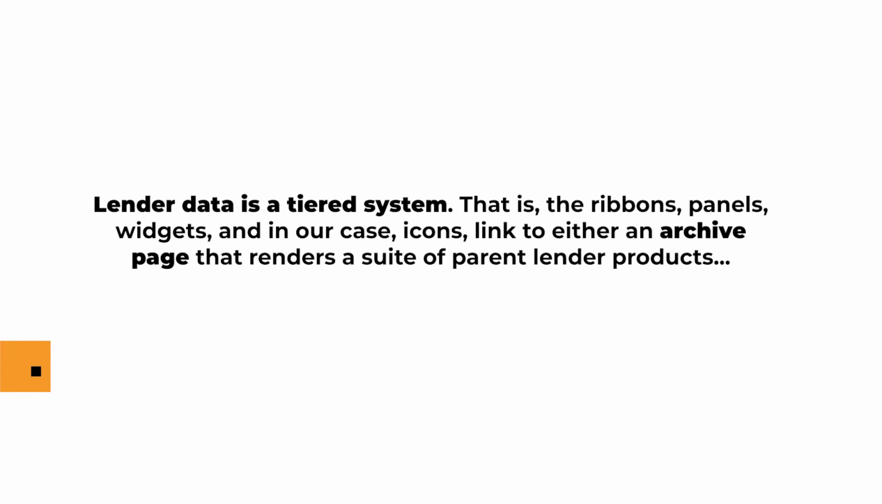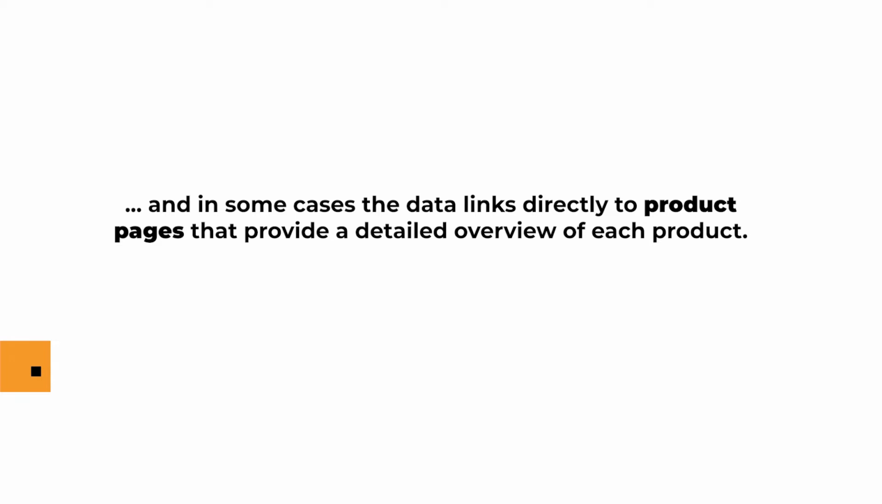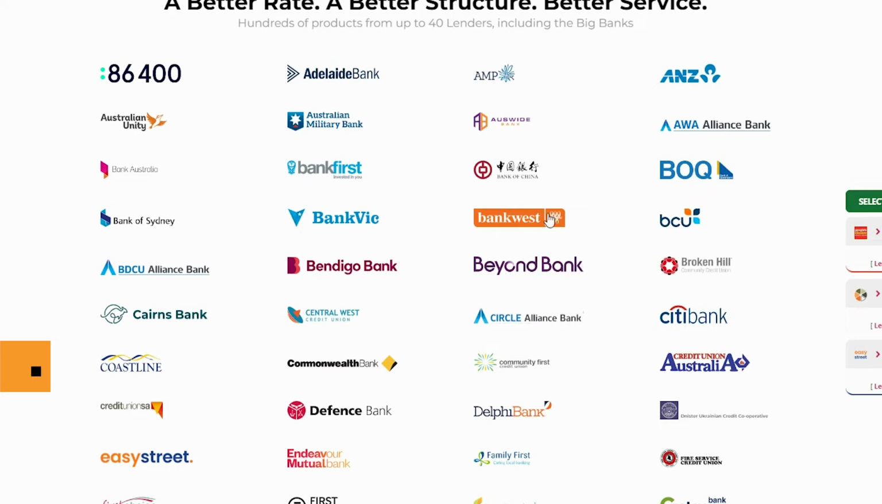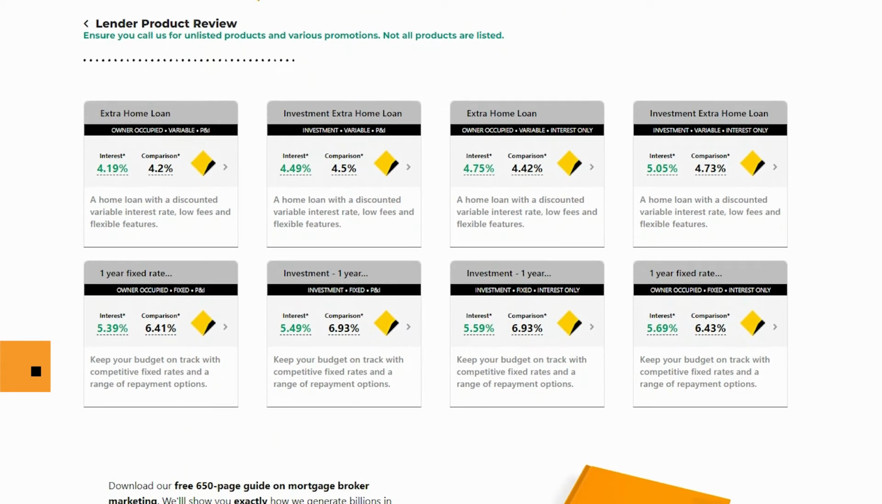Lender data is a tiered system. That is, the ribbons, panels, widgets, and in our case, icons link to either an archive page that renders a suite of parent lender products, and in some cases, the data links directly to product pages that provide a very detailed overview of each product. In the case of the lender icon archive page, each lender icon links to an archive page that shows all the parent products associated with that lender.